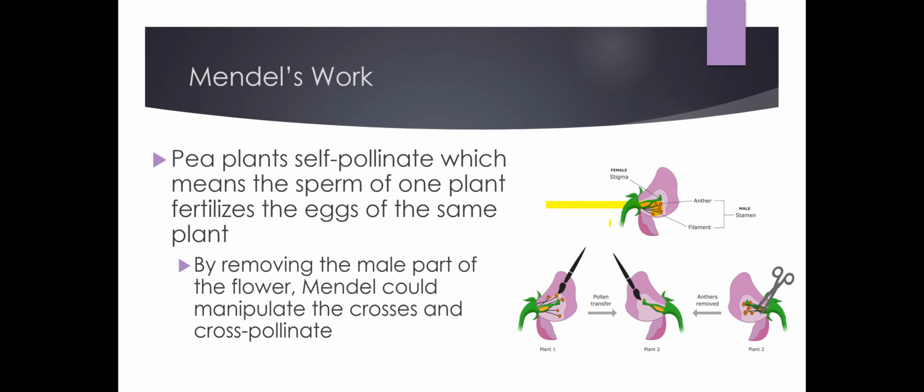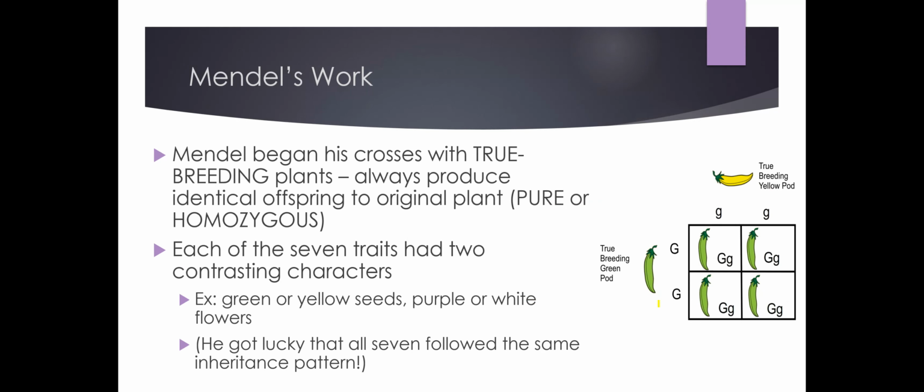And so what Mendel could do is he could remove the male part. He could cut those little anthers and stamen off. And what that would do is that would allow him to physically transfer the pollen between 2 plants. Okay, so he was able to control which plants he wanted to cross. And so he went through the same series of tests for each of the 7 characteristics. Okay, so we saw those in the last slide.